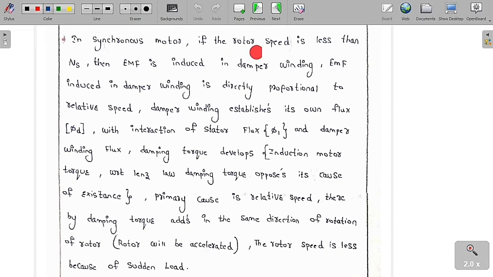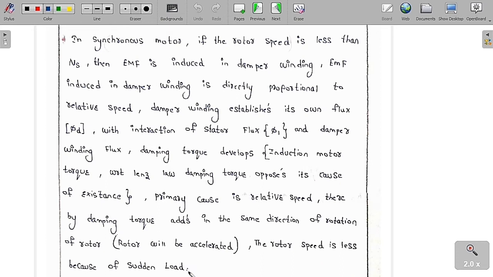In a synchronous motor, if the rotor speed is less than Ns because of a sudden external addition of load, then the EMF induced in the damper winding is directly proportional to the relative speed. The damper winding establishes its own flux phi d, which interacts with the stator flux phi 1. Damping torque develops as induction motor torque, according to Lenz's law. Damping torque opposes its cause of existence. The primary cause is relative speed, thereby the damping torque acts in the same direction as the rotation of the rotor. So the motor will be accelerated, as the rotor speed was reduced by the sudden load.